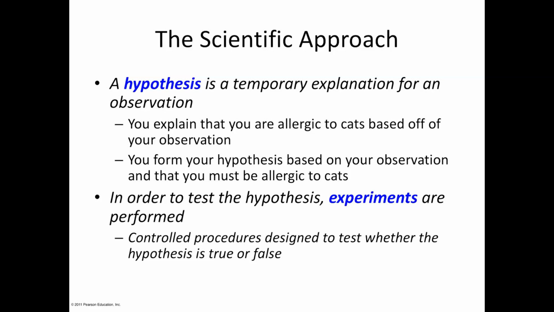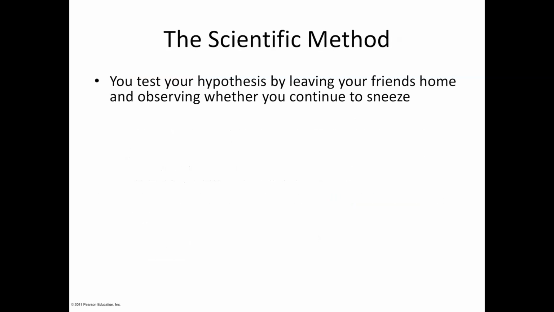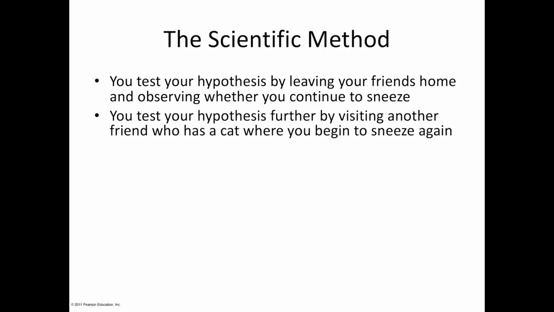Now, in order to test a hypothesis, you have to actually do some experiments, because just because you're saying this is what the case is doesn't mean it's true. You have to have some backup for that. So experiments are controlled procedures designed to test whether a hypothesis is true or false. So you test your hypothesis by leaving your friend's home and observing whether you continue to sneeze. You test your hypothesis further by visiting another friend who also has a cat, and you sneeze again.